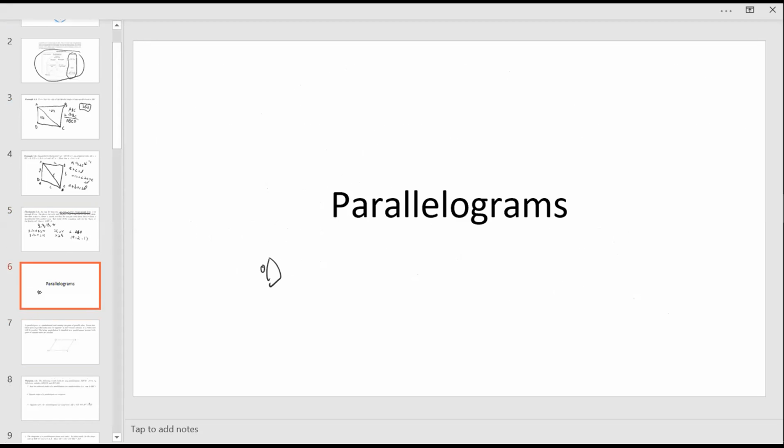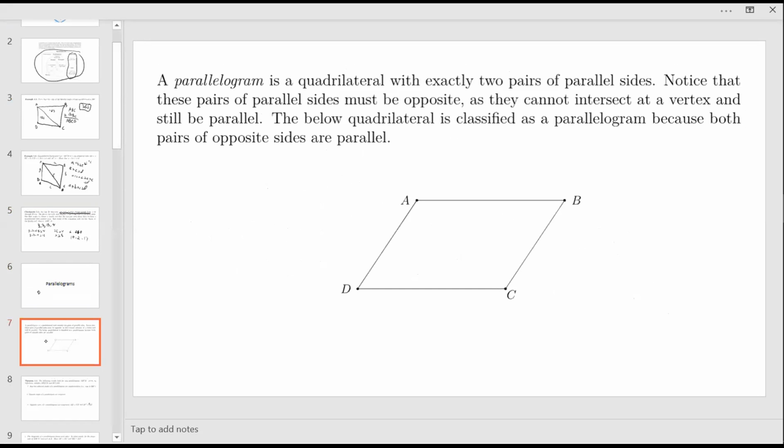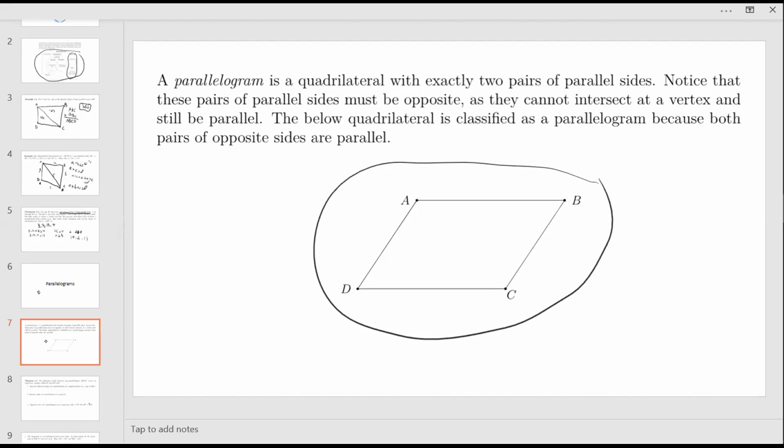So next we'll be going over parallelograms. So a parallelogram is a quadrilateral with exactly two pairs of parallel sides. So we can see that these pairs of parallel sides cannot be adjacent because that would contradict them being parallel. So here's an example of a parallelogram, because we have these two sides are parallel and then these two sides are parallel.